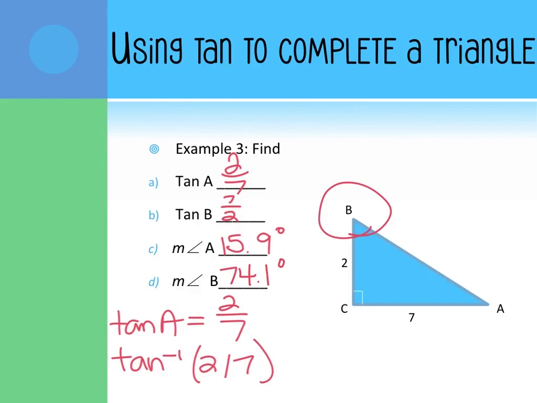What should happen when I add up angle A and angle B in a right triangle? They should equal 90 degrees. So is this a good way to check? That's 15.9 plus 74.1 equals 90 degrees. Ooh, that's clutch. Yes.